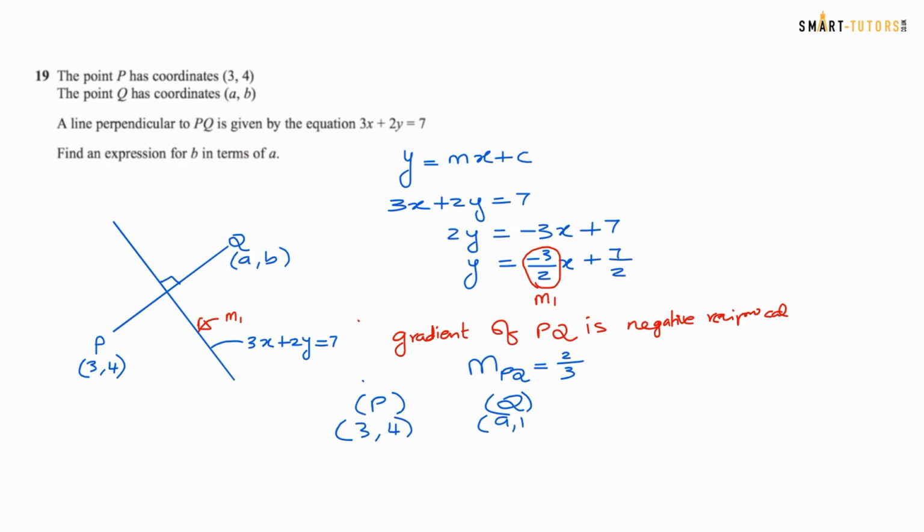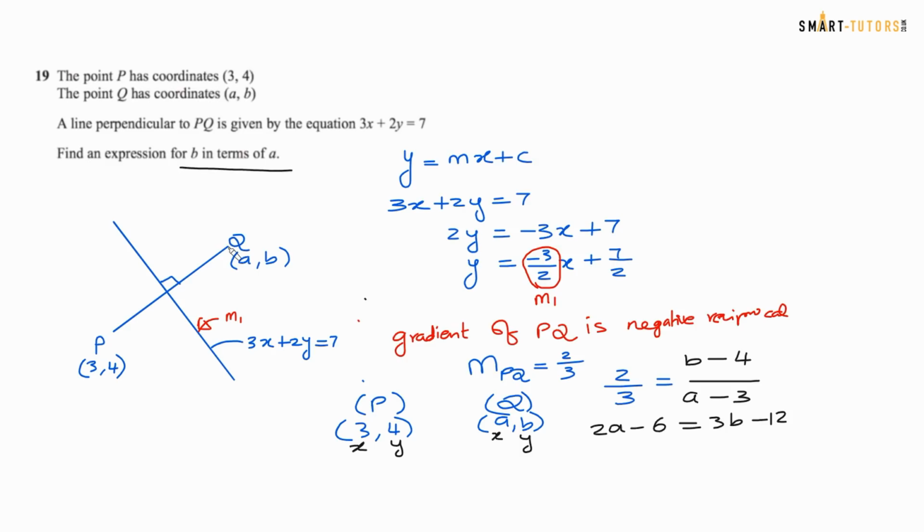So we have two points P and Q. So P's coordinate is 3, 4 and Q's coordinate is A, B. So gradient 2 over 3 equals difference of y. So you can simply label them: this is going to be x and this is going to be y, and this is going to be x and this is going to be y. So difference between y, so b minus 4 divided by a minus 3. So if you cross multiply, 2a minus 6 equals 3b minus 12.